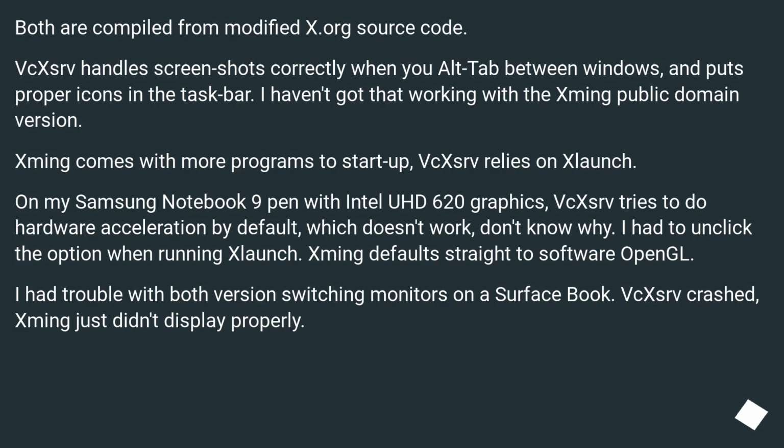On my Samsung Notebook 9 Pen with Intel UHD 620 graphics, VcXsrv tries to do hardware acceleration by default, which doesn't work, and I don't know why. I had to unclick the option when running XLaunch. Xming defaults straight to software OpenGL.